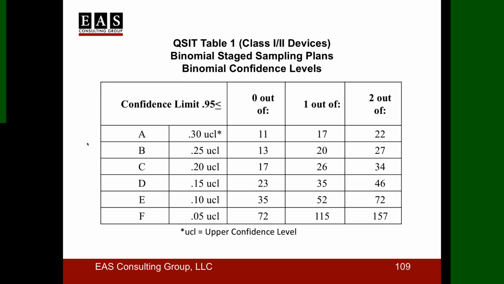So what that chart means is, if they look at, let's say, 11 as an example, that's 0 out of 11 in Part A. So if they look at 11 out of the 300 records, and those records are fine, they don't find any problem, that means that there's 95% assurance that 30%, that's for the 0.30 UCL, meaning upper confidence level, that 30 of those records, or 30% of those records, are bad.